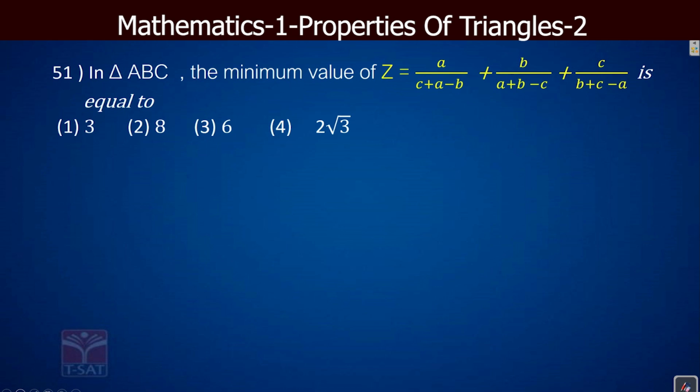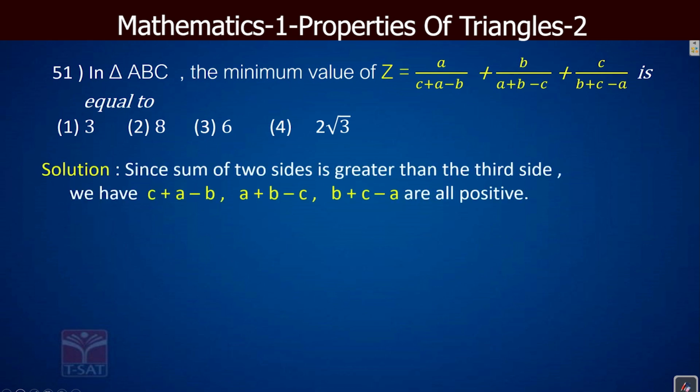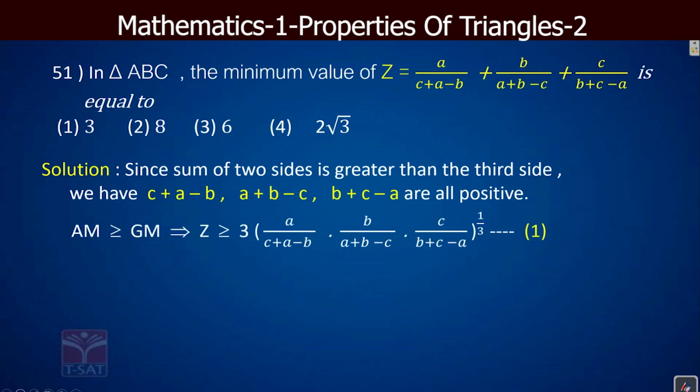Now, since the sum of two sides is greater than the third side in a triangle, we have c plus a minus b, a plus b minus c, b plus c minus a are all positive reals. So by AM-GM, z is greater than or equal to 3 into [a/(c plus a minus b) into b/(a plus b minus c) into c/(b plus c minus a)] whole to the power of 1/3.